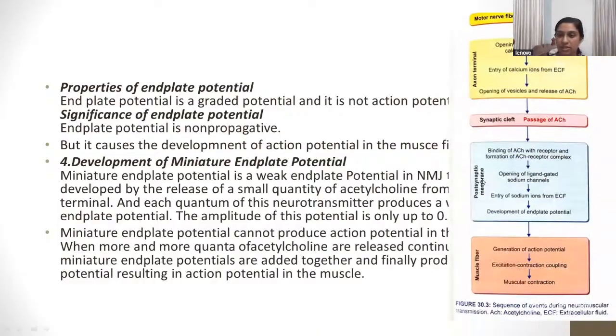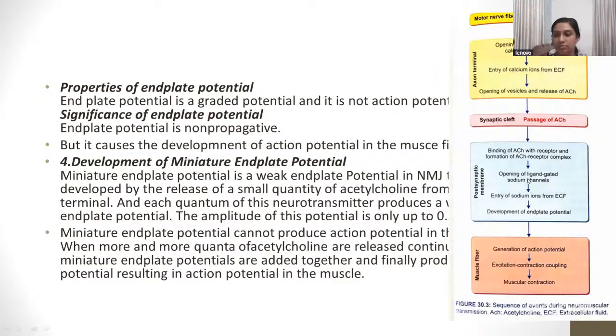So this is the flow chart. Initially, in the motor nerve fiber, an action potential is raised. This leads to the opening of voltage-gated calcium channels, causing the entry of calcium ions from the ECF into the nerve terminal. This leads to the opening of vesicles. These vesicles fuse with the presynaptic membrane and cause the release of acetylcholine into the synaptic cleft. The acetylcholine then binds with the nicotinic receptor present in the muscle end plate and forms the acetylcholine receptor complex, leading to the opening of ligand-gated sodium channels.